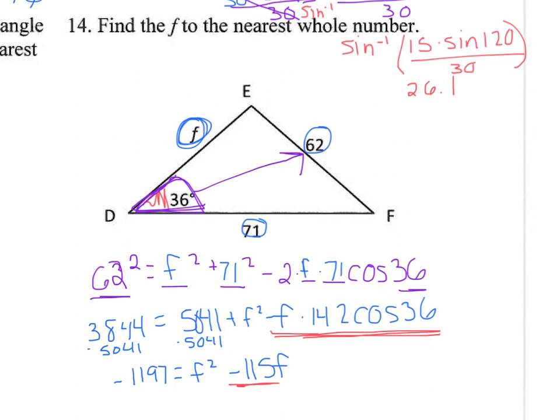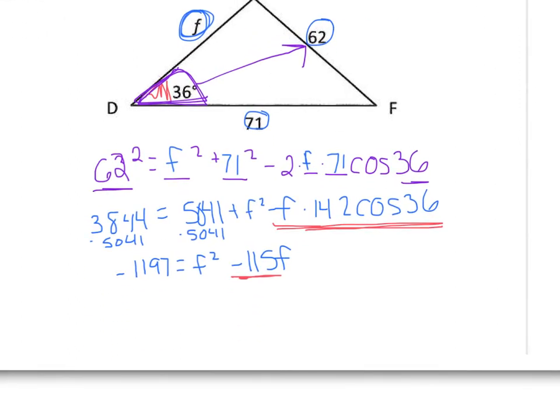Once you get to this point, there's not much you can do. You can either use the quadratic formula or you can solve for it, but in this case, this is how I want you to leave your answer. You can just leave it as negative 1,197 is equal to f squared minus 115f.